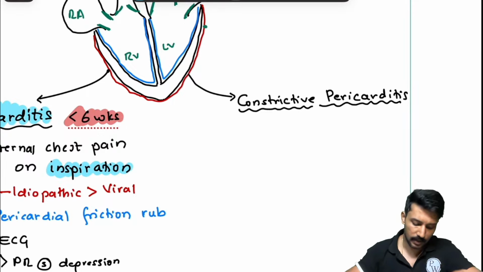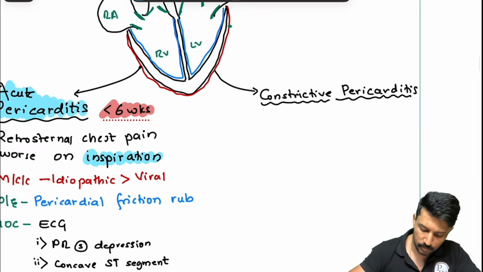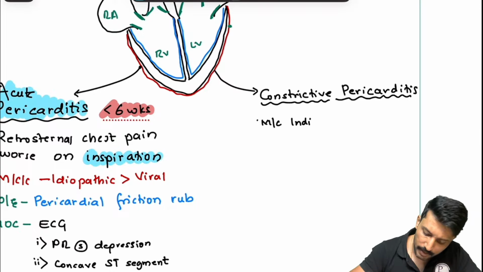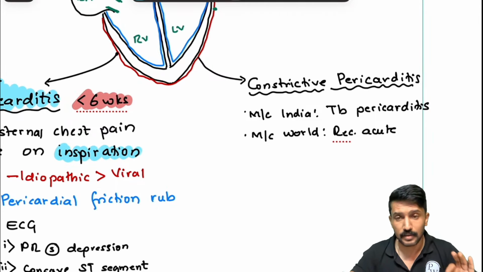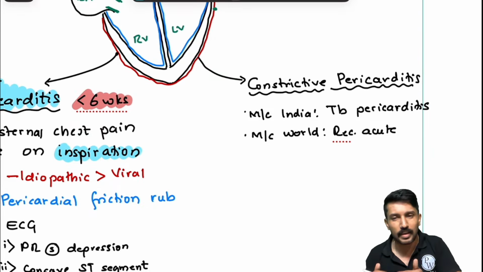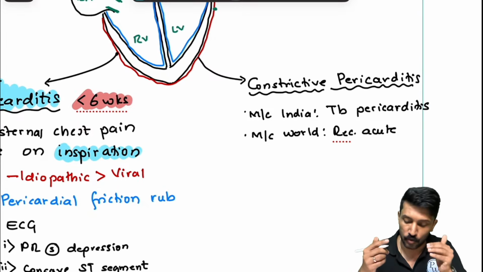The most common cause for constrictive pericarditis in India is tuberculosis of the pericardium. TB pericarditis is the most common cause in India, but the most common cause the world over is going to be recurrent acute pericarditis. I just told you that pericarditis is idiopathic in most cases, so we can't solve the underlying cause, so they keep coming back again and again with acute pericarditis.